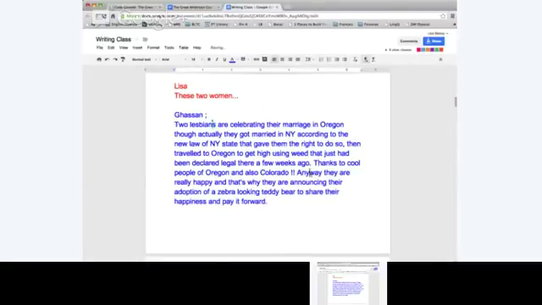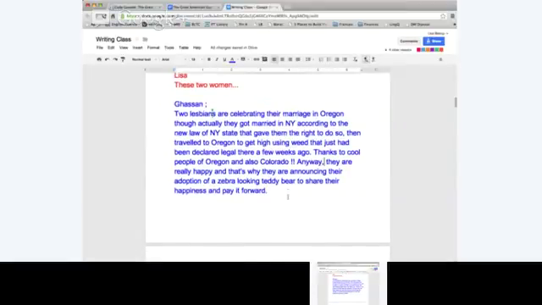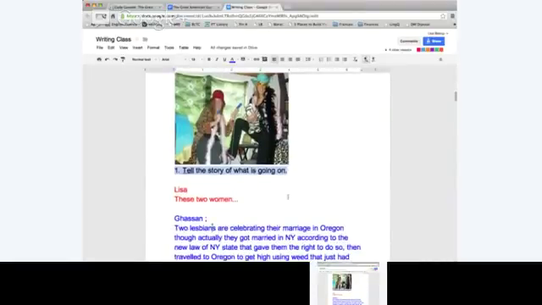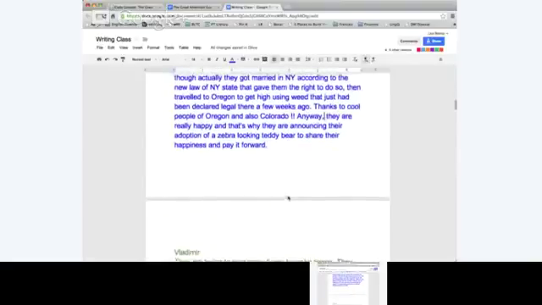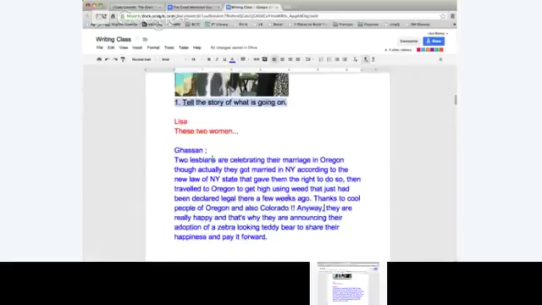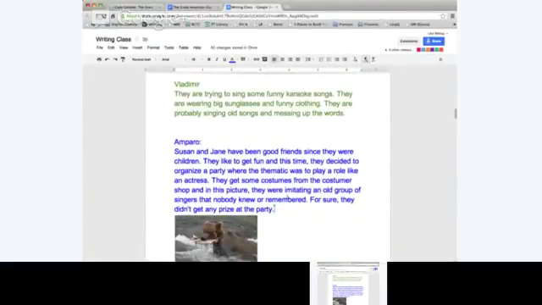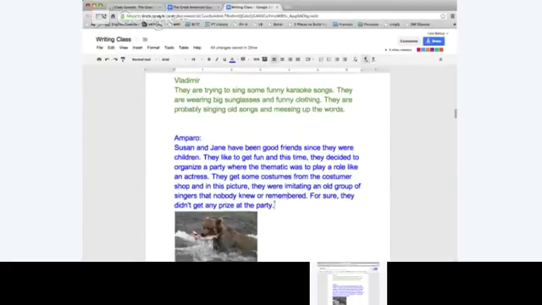Anyway, they are really happy, and that's why they are announcing their adoption of a zebra-looking teddy bear to share their happiness and pay it forward. Pay it forward, yeah. Have you seen that movie? It's a movie, Pay It Forward. I haven't seen it, no. It's good. It's a bit sad also, in the end.